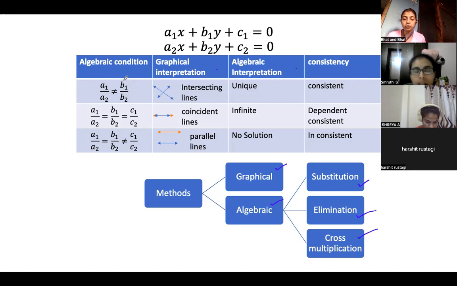Then for the graphical interpretation, these linear equations, if you plot a graph, you will always get a straight line. You have seen that in 9th standard, you were plotting graphs, correct? Linear equations.